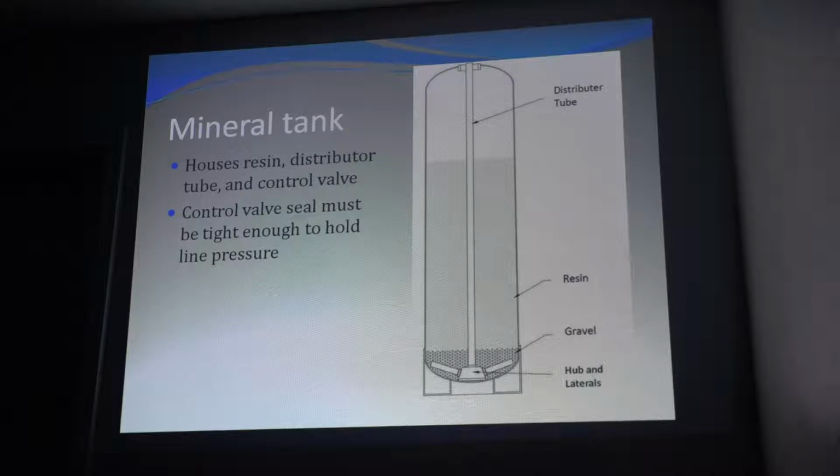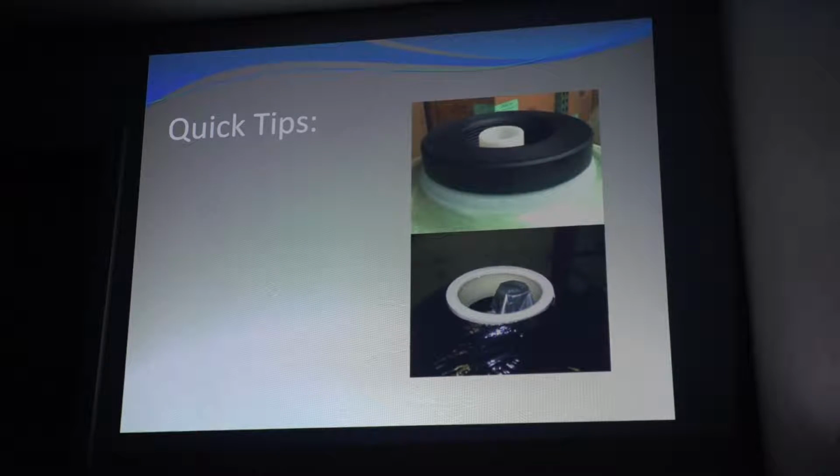The key we talked about is that the control valves must be tight. The control valve seal must be tight enough to hold line pressure. We have that happen quite often where it's not. The tanks must be sized to allow resin to backwash correctly. And what do we mean by that?